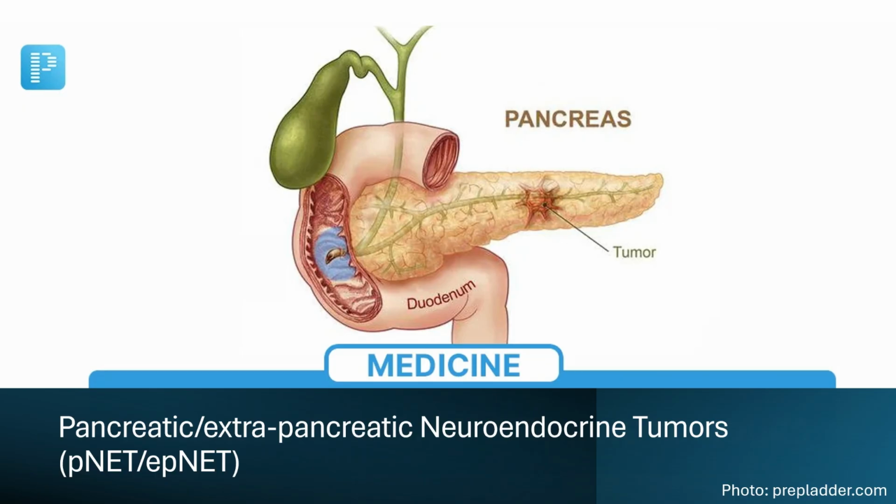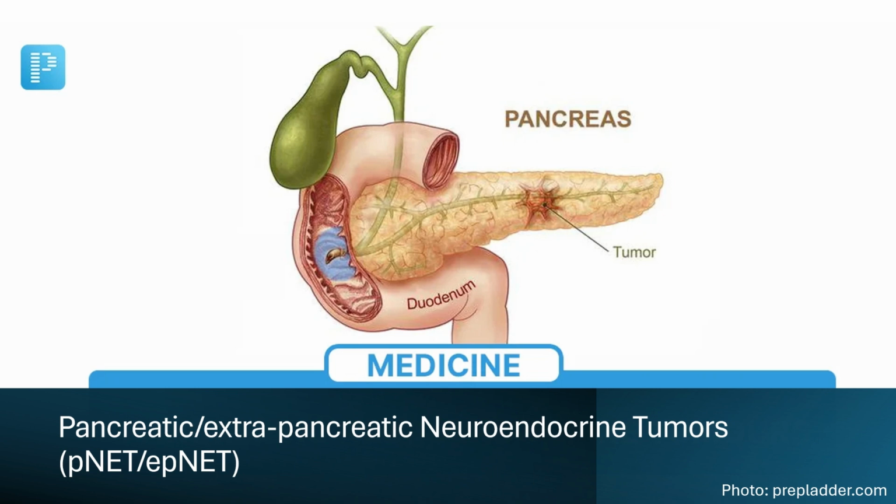And our last cancer is pancreatic and extrapancreatic neuroendocrine tumors, or PNET and EPNET for short. Both of these cancers are cancers of the cells that produce hormones like insulin and glucagon. PNET just originates within the pancreas, and EPNET originates on the outside of the pancreas.